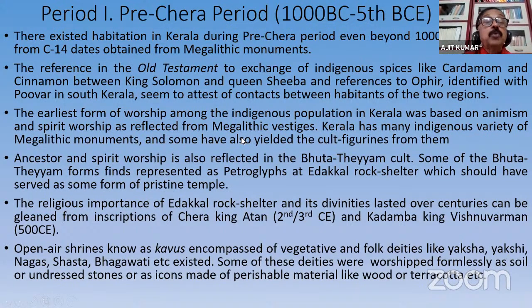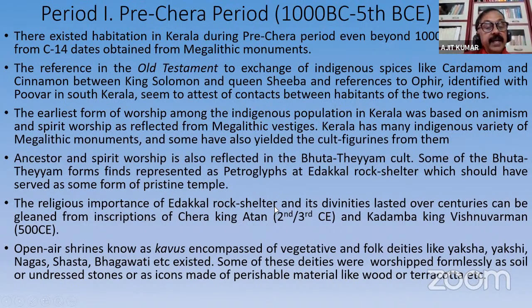The earliest form of worship among the indigenous population in Kerala was based on animism and spirit worship, as reflected from megalithic vestiges. Kerala had many indigenous varieties of megalithic monuments, and some have also yielded cult figurines. Ancestor and spirit worship is also reflected in the Bhuta and Theyyam cult, which is prevalent in North Kerala, and some of the Bhuta or Theyyam forms find representation in petroglyphs at Edakkal rock shelter, which should have served as some form of pristine temple.